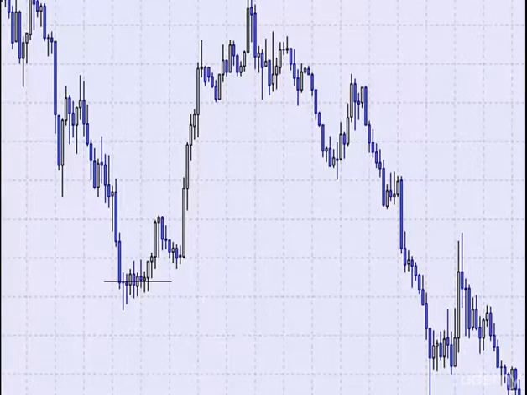So here we have an example. Here we have tweezer bottoms. Say, for example, you saw these tweezer bottoms and you bought the market. So you would buy the market after seeing the tweezer bottom, and you would have entered the market around this price. Okay. Now you enter the market and the market begins to rally.